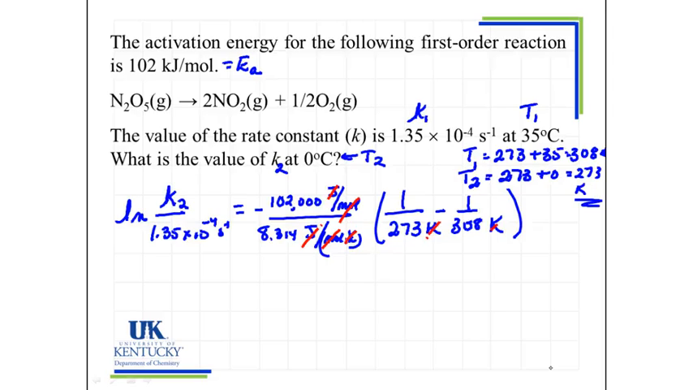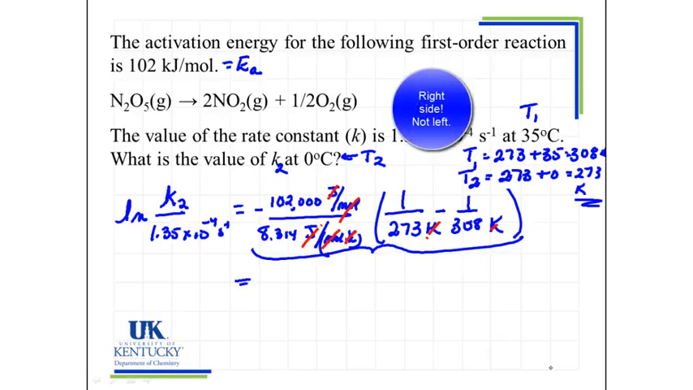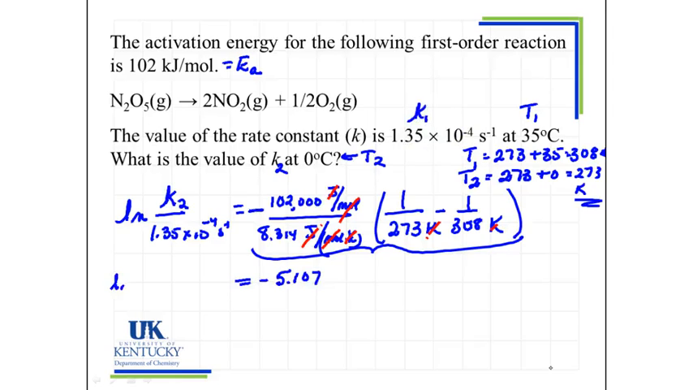Okay, so let's do a little work here. When I combine, and you'll want to do all of this, when you do the mathematics of this entire left side, you will get a negative 5.107. A very common mistake for students is they lose this minus sign. Don't do that. And that is going to be equal to the natural log of K2 over 1.35 times 10 to the minus 4 seconds to the minus 1.